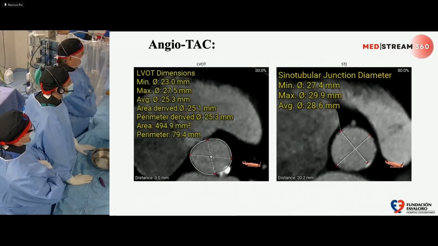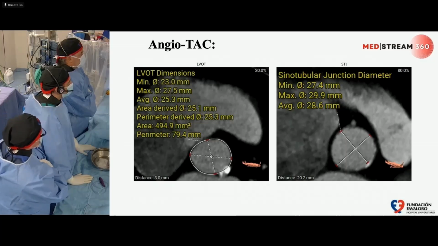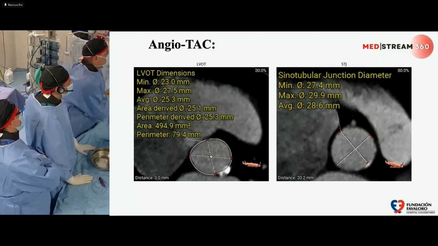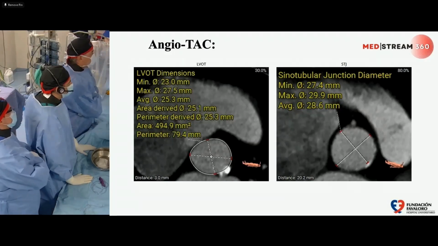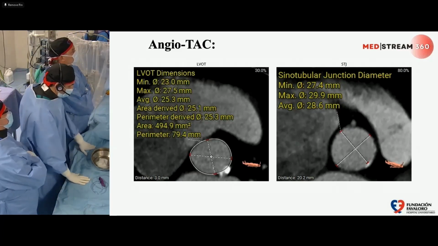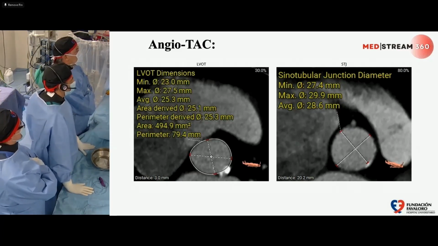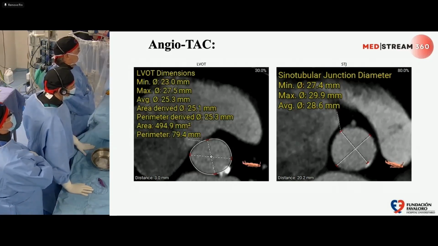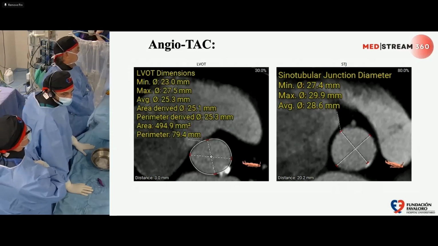This is the LVOT, 23 by 27, with the perimeter, excuse me, perimeter derived of 25, with the total perimeter of 79. So the sinotubular junction is also not that big, 27, 29, and 28. Next.